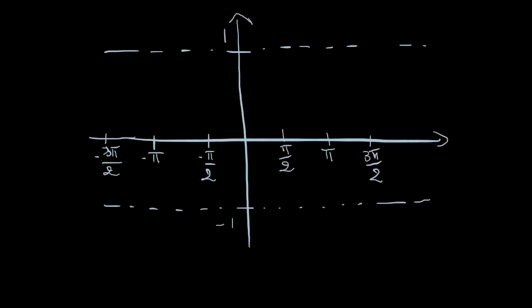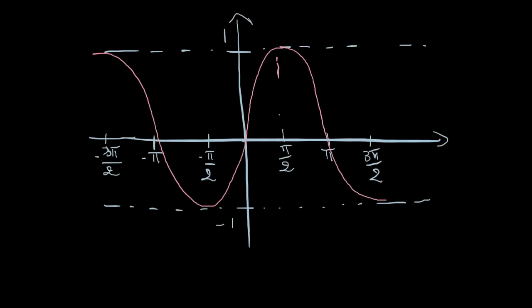And I know that sine of 0 is 0, sine of pi over 2 will be 1, so the graph is going to look like this. And so on. So this is the graph of sine x.